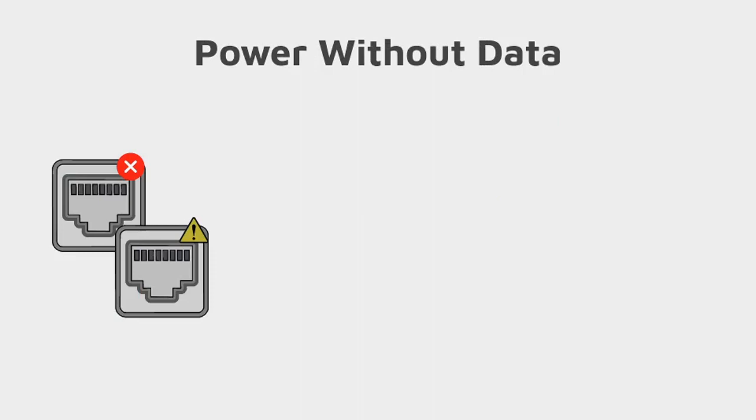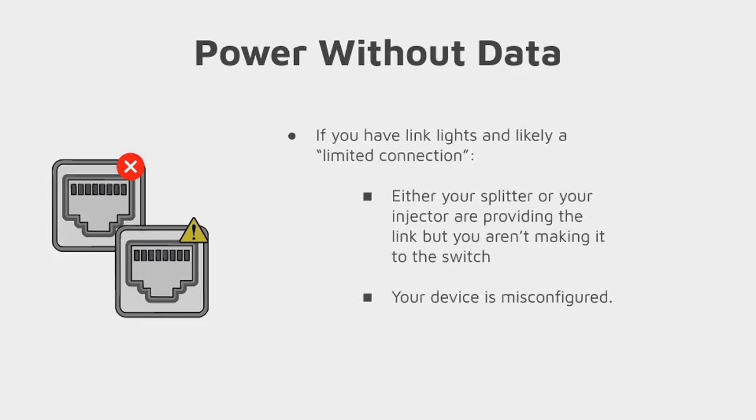Now, if you look here on the left-hand side, we have a red X and a yellow triangle. The red X would mean that you're not getting a link. The yellow triangle typically means that you're getting a link, but you're not getting out to the gateway. A lot of times called limited connectivity. If you do have limited connectivity, or sometimes it'll say maybe no internet connection, but you look at the back of the device and you see your activity lights by your Ethernet port, either your splitter or your injector are actually providing the link, but you aren't making it back to the switch, or you're making it back to the switch just fine, but your device is misconfigured.